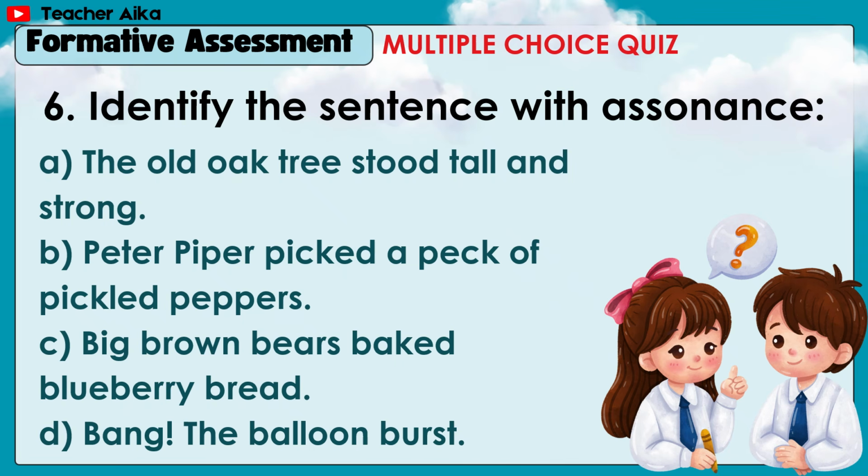Number 6. Identify the sentence with assonance. A. The old oak tree stood tall and strong. B. Peter Piper picked a peck of pickled peppers. C. Big brown bears baked blueberry bread. D. Bang! The balloon burst. Answer A. The old oak tree stood tall and strong.